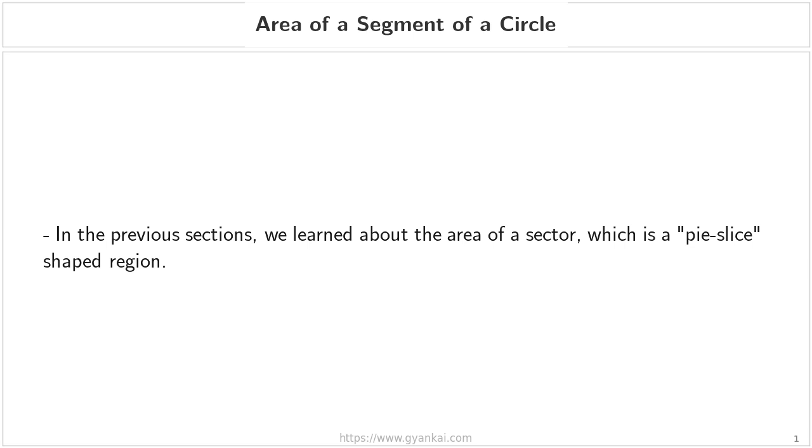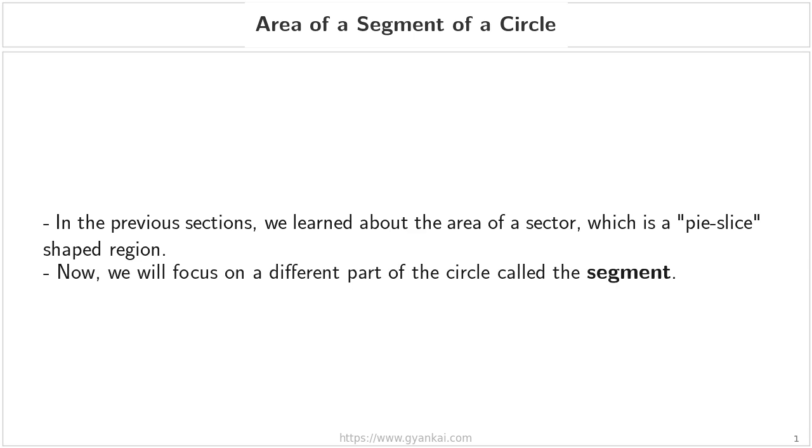Hello everyone. Before we dive into today's new topic, let's take a quick moment to reflect on what we have already covered. In our previous lessons, we explored how to calculate the area of a sector. You can visualize a sector as that classic, pie-slice shaped region that extends from the center of the circle out to the edge. Now, building on that foundation, we are going to shift our focus to a different, specific part of the circle known as the segment. In the next few slides, I will show you exactly how to identify this region and, more importantly, how to calculate its area.